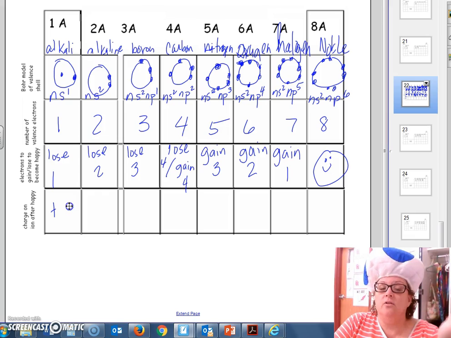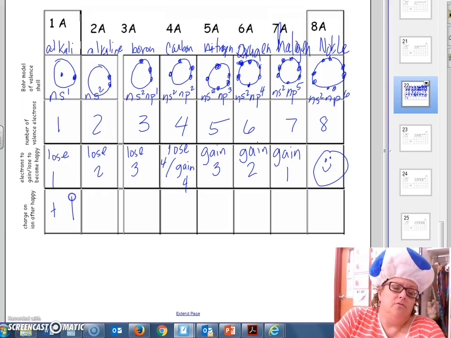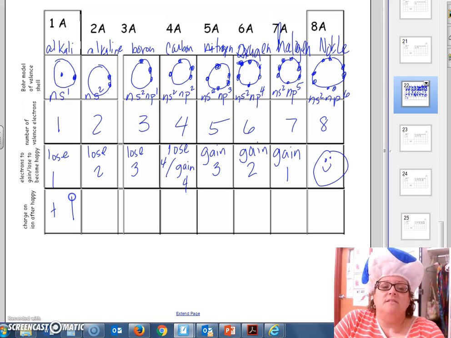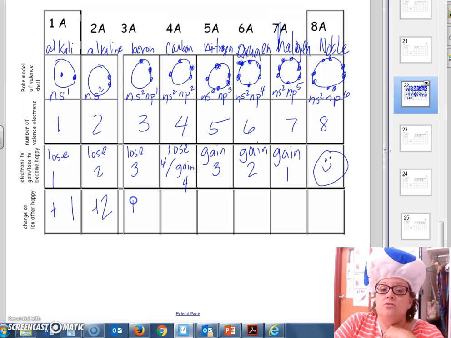If alkali metals lose an electron, they become more positive. Even though you think losing should be negative, think about it as giving electrons away. Giving is good, giving is positive. It becomes a positive 1. Everybody in this first family has a +1 charge. Everybody in the second family has a +2 charge.